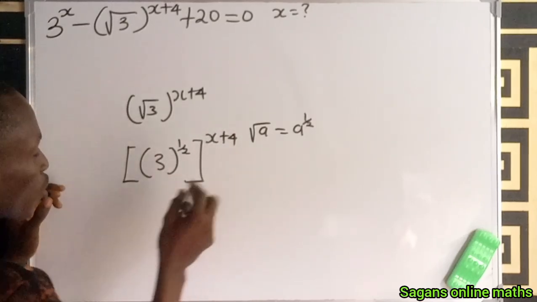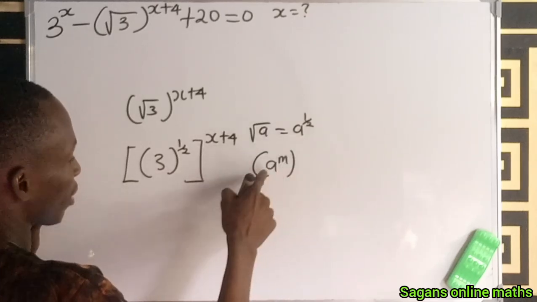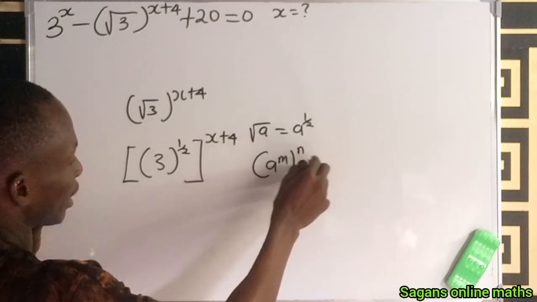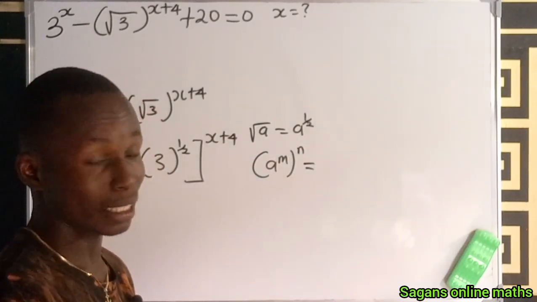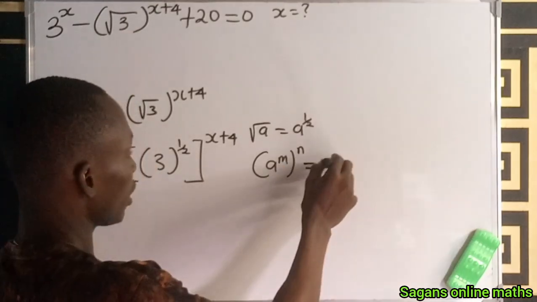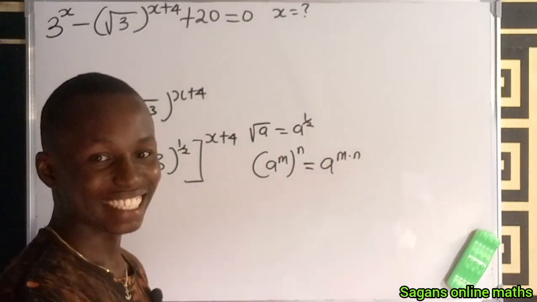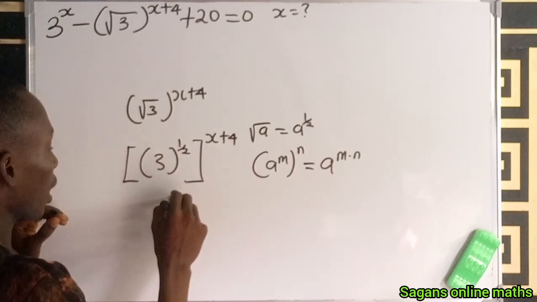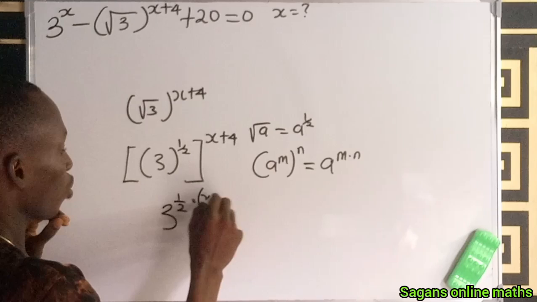Okay, now take note of this law of indices: a to the power of m, all raised to the power of n. This says that the power also multiplies the power outside the parentheses. So the index inside the parentheses can multiply the index outside, right? So it now becomes a to the power of m multiplied by n. This is one of the properties of indices. So we can apply it here, right? So now this is 3 to the power of 1 over 2 multiplied by x plus 4.